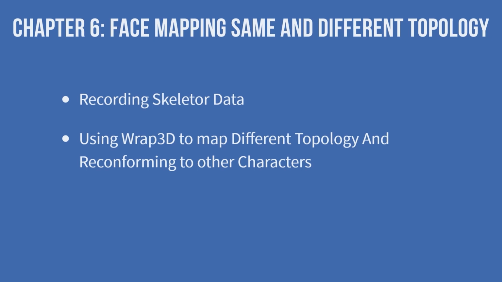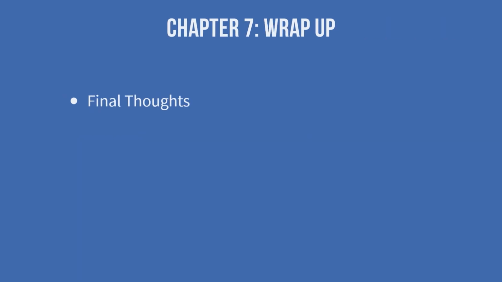So in Chapter 6, we're going to be doing the same process where we start out by recording the Skeletor data and then use Wrap 3D to map the different topology and reconform to other characters. After going through a body and a face example, you should have all the tools and logic necessary to automate the placement of your joints in any one of your characters or objects that you need to rig.